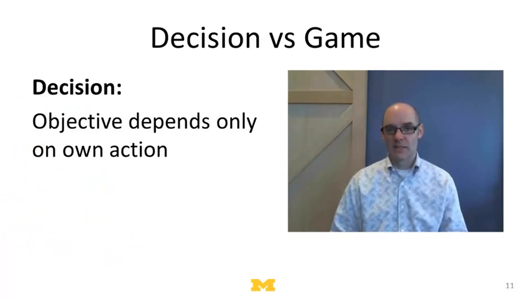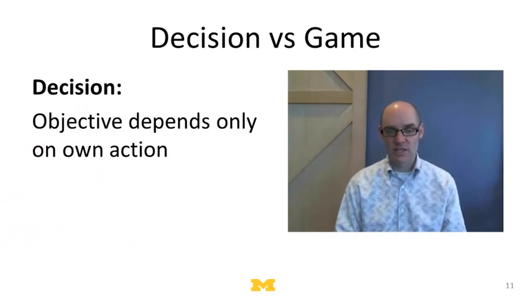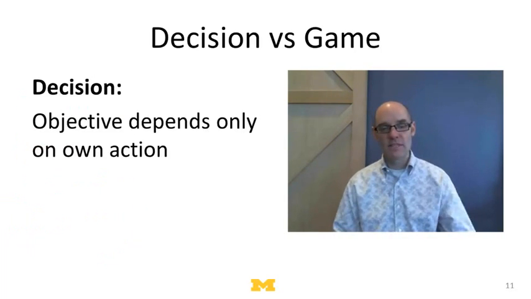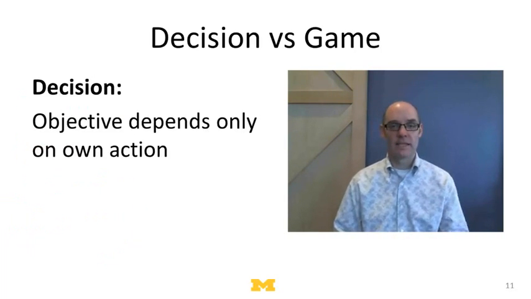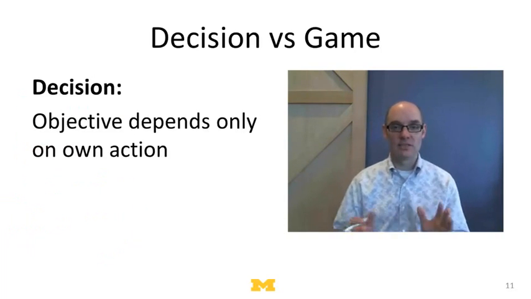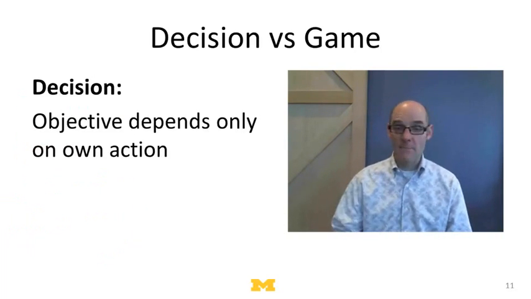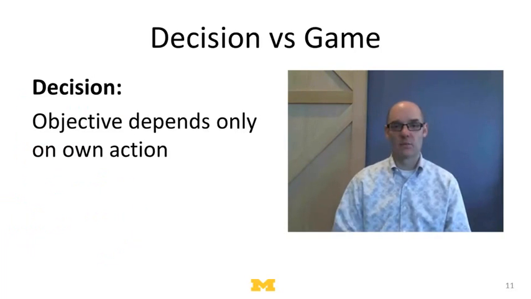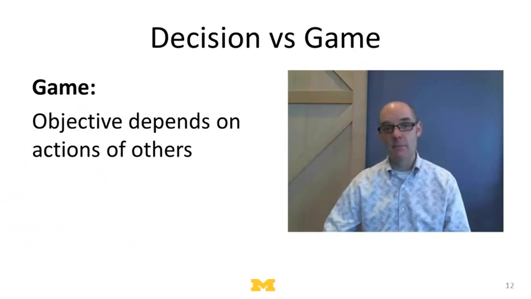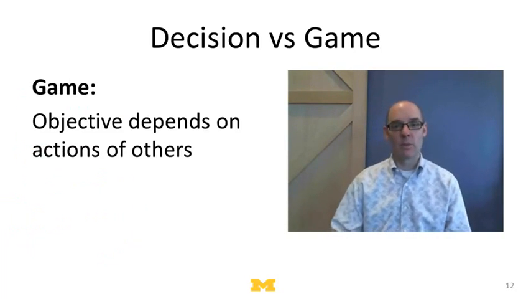Now I want to move on to something that's sort of complicated. I want to make a distinction between a decision and a game. In the previous example, that was a decision. I had to decide how much to consume and how much to donate. In a decision, my payoff, what I get, only depends on what I do. In a game, my payoff depends on what other people do. This is where it gets tricky.